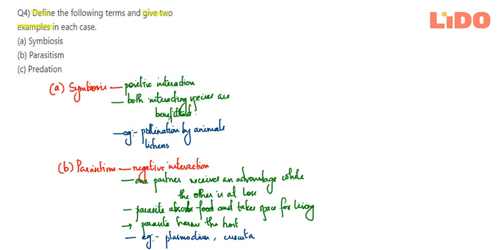Now moving on to the third, predation. Okay, so what is predation, or what is a predator? A predator catches and kills other organisms for food.